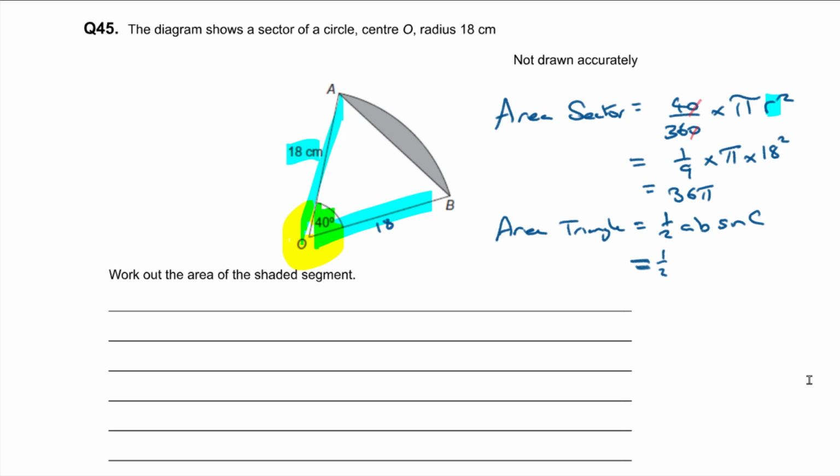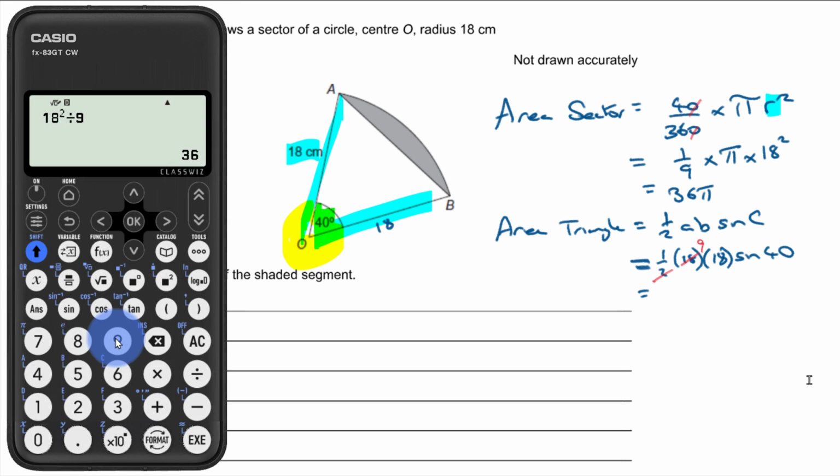So I'm good to use the rule. I'm going to just go straight away and plug those in. So it's half of 18 times 18 times the sine of 40. I'm going to cancel that into that, give me 9 and make it slightly easier to type into the calculator. 9 times 18 times the sine of 40 comes out to be 104.1.